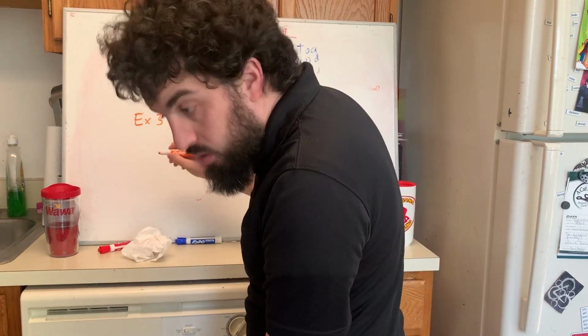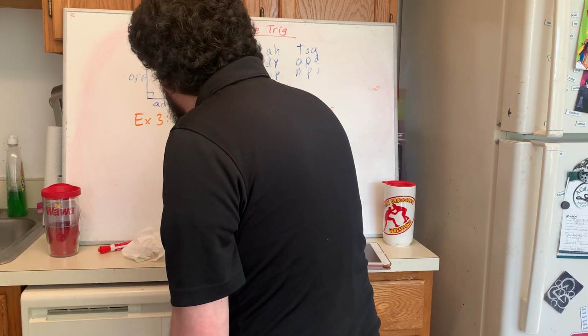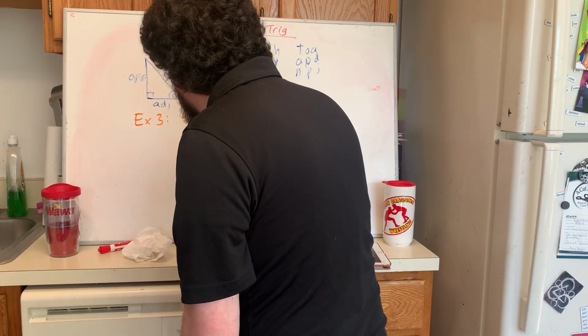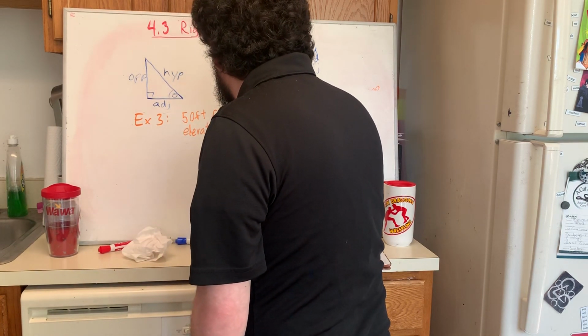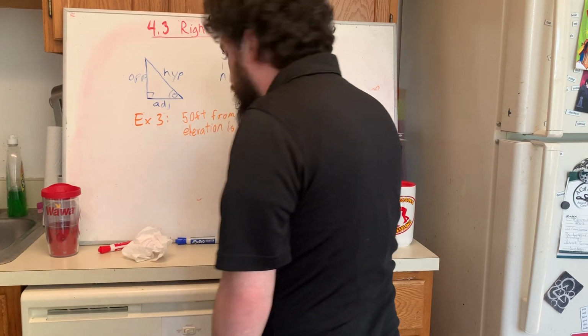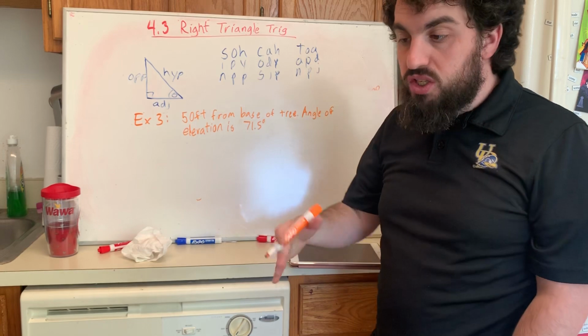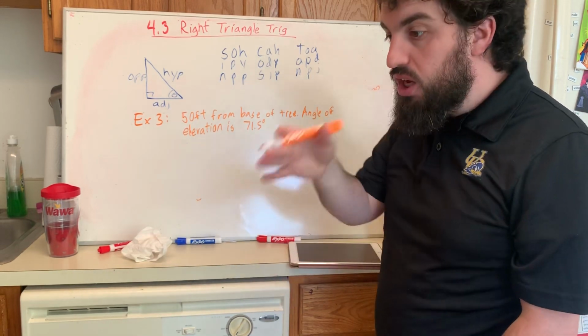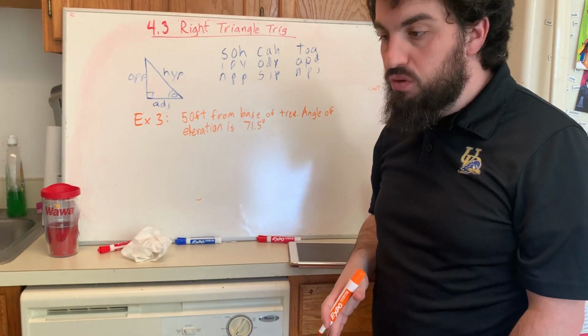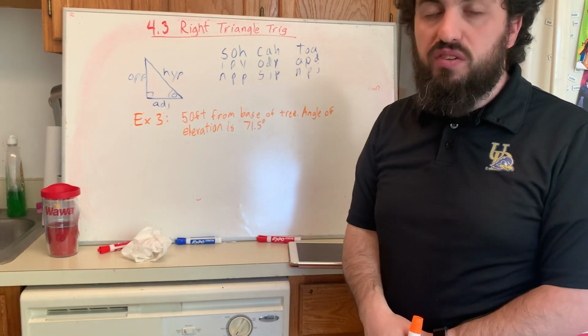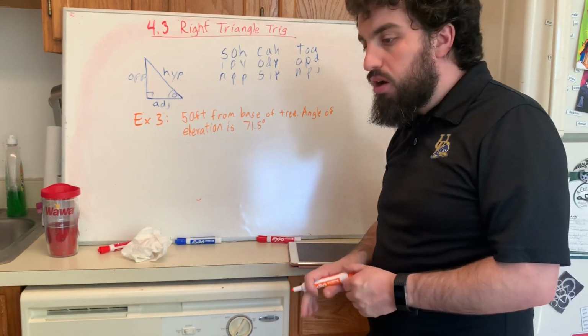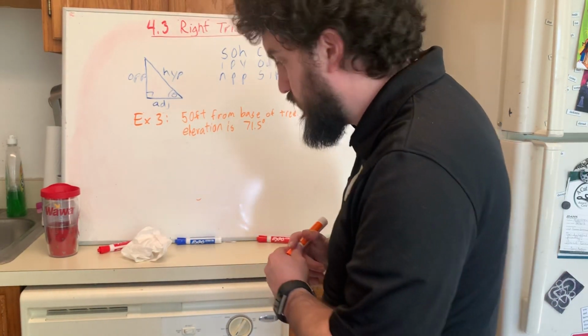Let me make sure, yep, the angle of elevation is 71.5 degrees. So we're going to utilize what we just did. We're going to draw a picture of this, see what pieces of information we have, see what pieces of information we need, and go from there in solving.